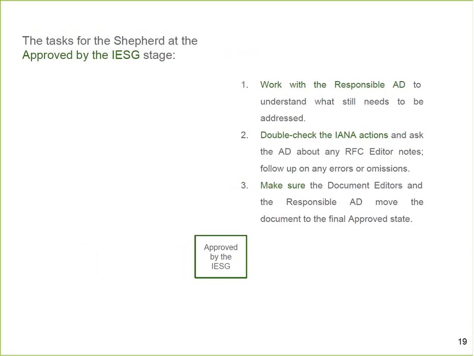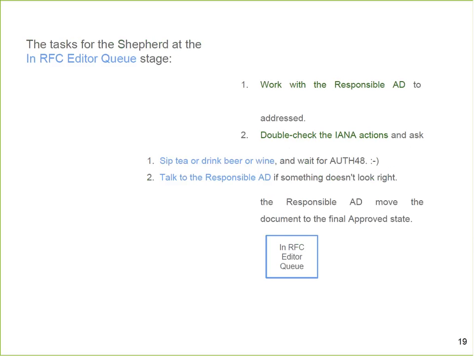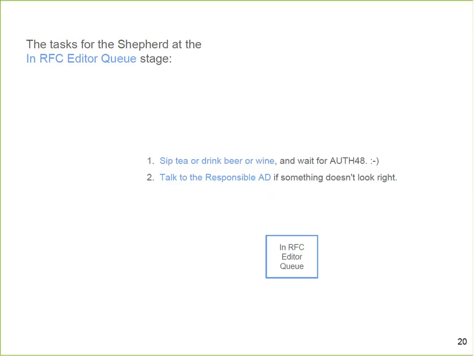For the tags, for the approved by IESG stage, of course, it should work with the responsible area director and understand the needs if it's the case. Of course, double check with IANA actions and make sure that document editors address all the concerns. For the RFC editor queue, basically talk with the responsible area director if something doesn't look right, but it should follow the natural flow of the process.